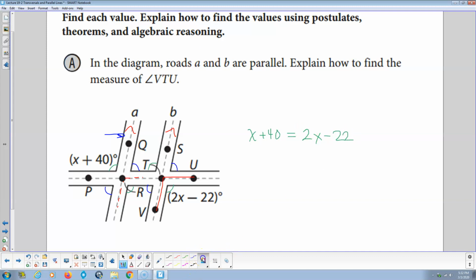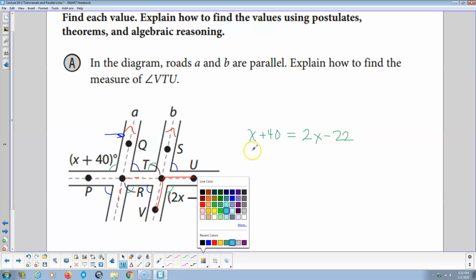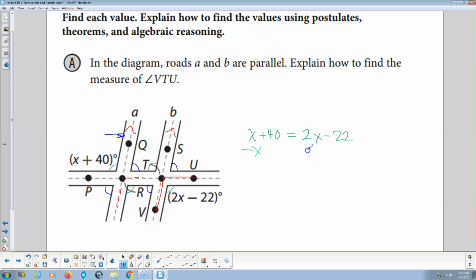So we're going to add negative x to both sides. That's going to get the x's all coming here to the right. So I'm going to get rid of the negative 22 by adding its opposite to both sides.